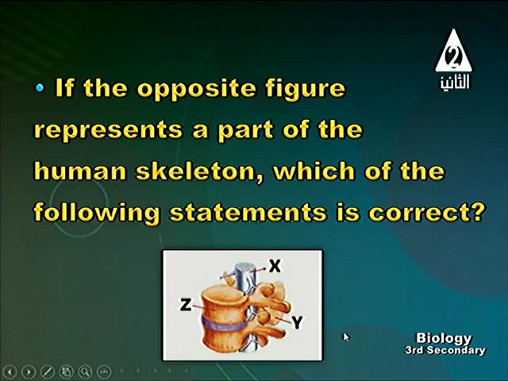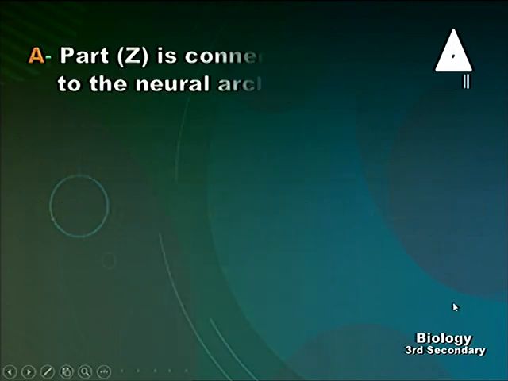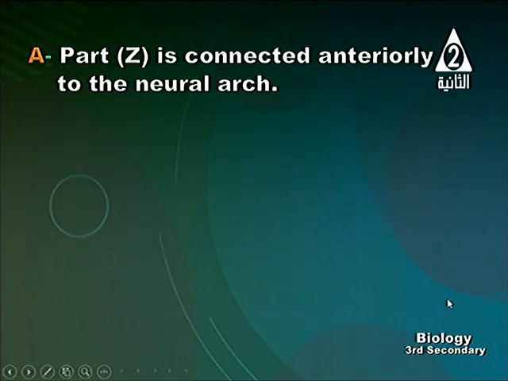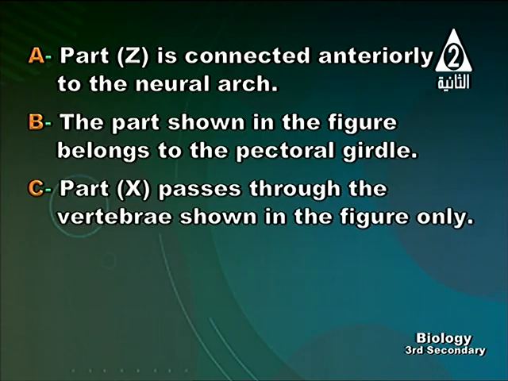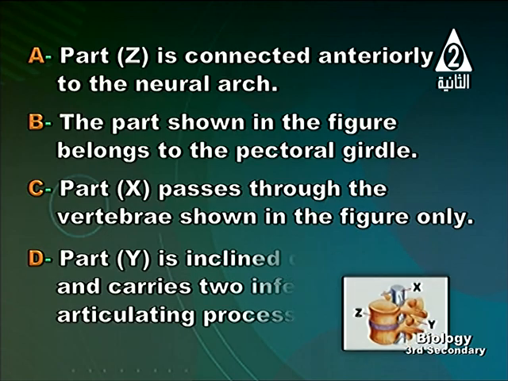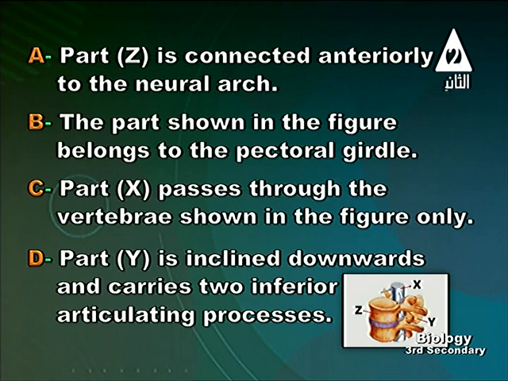So, if the opposite figure represents a part of the human skeleton, which of the following statements is correct? Part Z is connected anteriorly to the neural arch. The part shown in the figure belongs to the pectoral girdle. Part X passes through the vertebra shown in the figure only. Or part Y is inclined downwards and carries the two inferior articulating processes. So the answer will be: part Z is connected anteriorly to the neural arch.